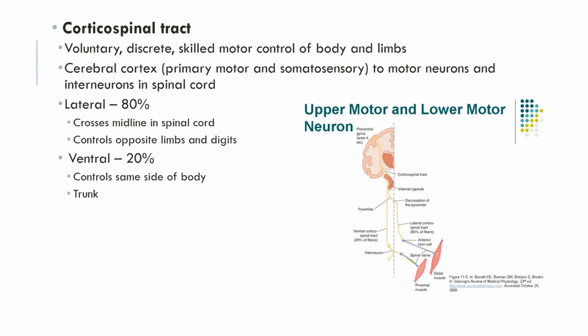So we've got the corticospinal tract, which looks at the voluntary, discrete, skilled motor control of the body and limbs. It goes up to the cerebral cortex through primary motor and somatosensory areas to the motor neurons and interneurons in the spinal cord. The lateral corticospinal tract is about 80%. It crosses the midline in the spinal cord and controls the opposite limbs and digits. The ventral tract is around 20%, and it controls the same side of the body, and it controls the trunk.